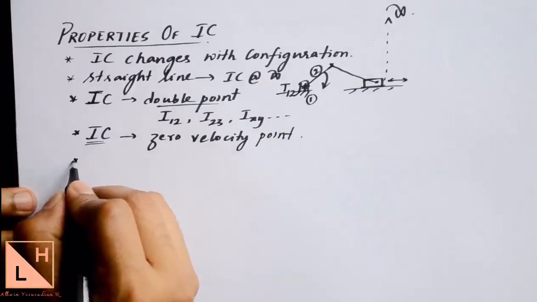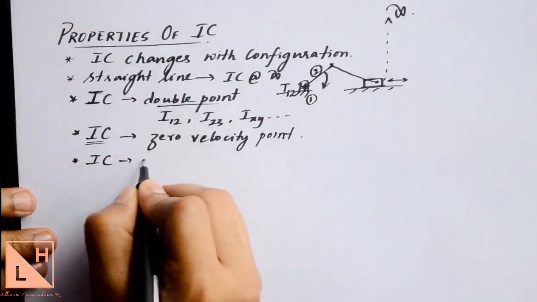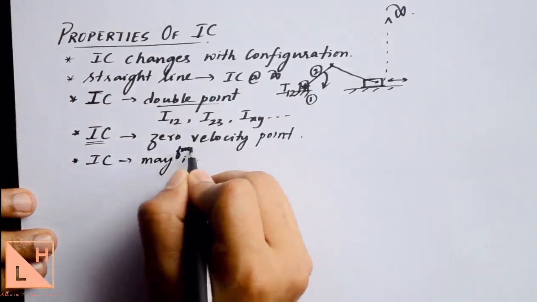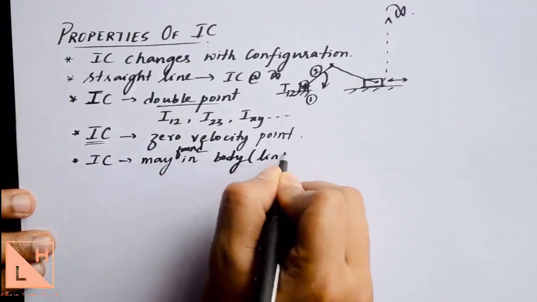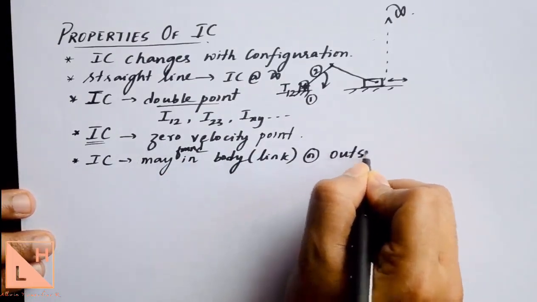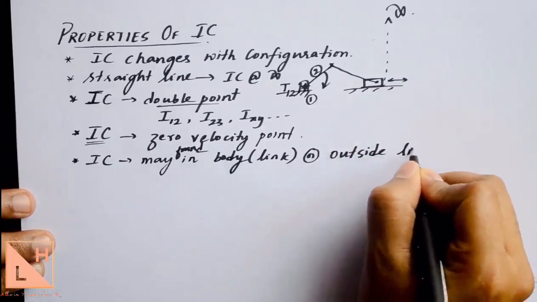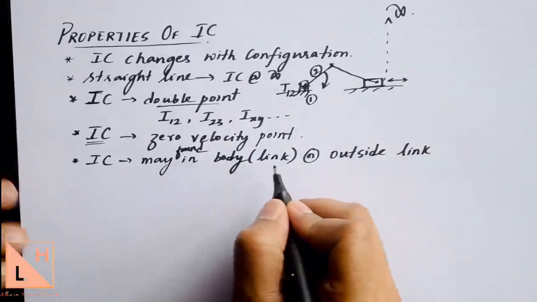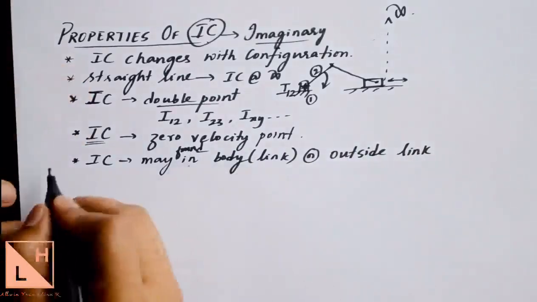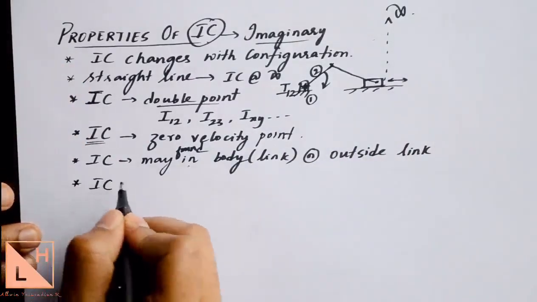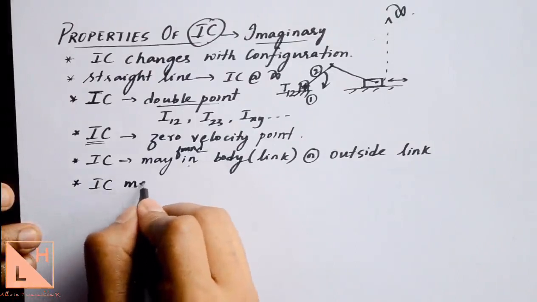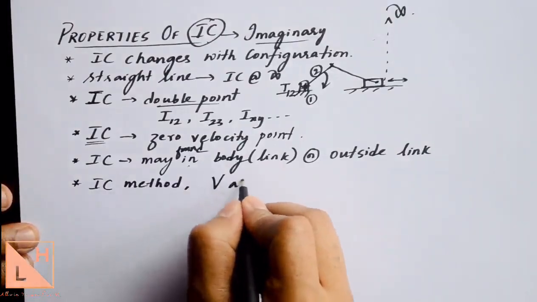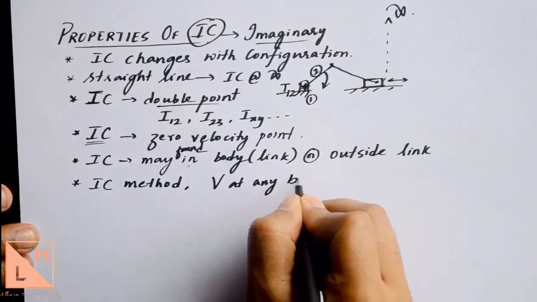Now remember, this instantaneous center may lie in the body or outside the body. So whenever you find the instantaneous center inside the link, do not have confusion. Now by using this IC method, that is, when we know the instantaneous center for that particular link, we will be able to find the velocity at any point in the body.